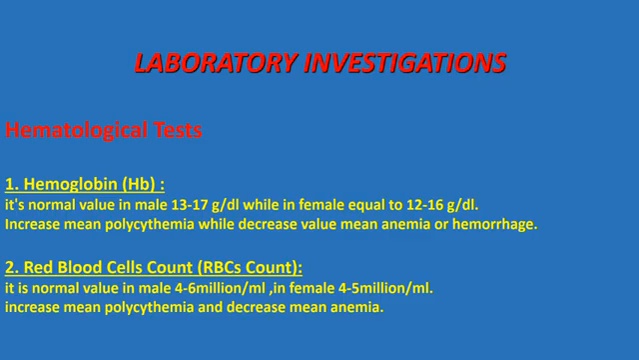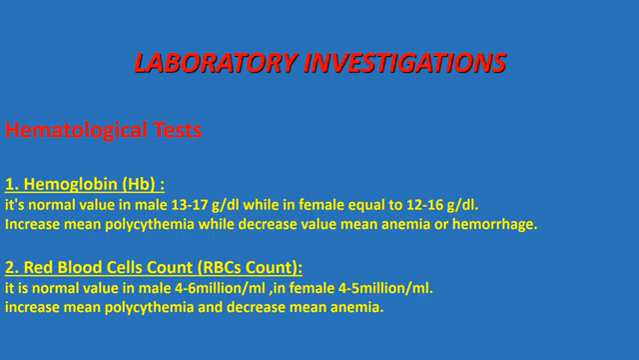Moving to the hematological tests, the first investigation or test is the hemoglobin or HB. Its normal value in male is 13 to 17 gram per deciliter, while in female it is 12 to 16 gram per deciliter. HB increases in case of polycythemia, while it decreases in case of anemia or when there is a hemorrhage.